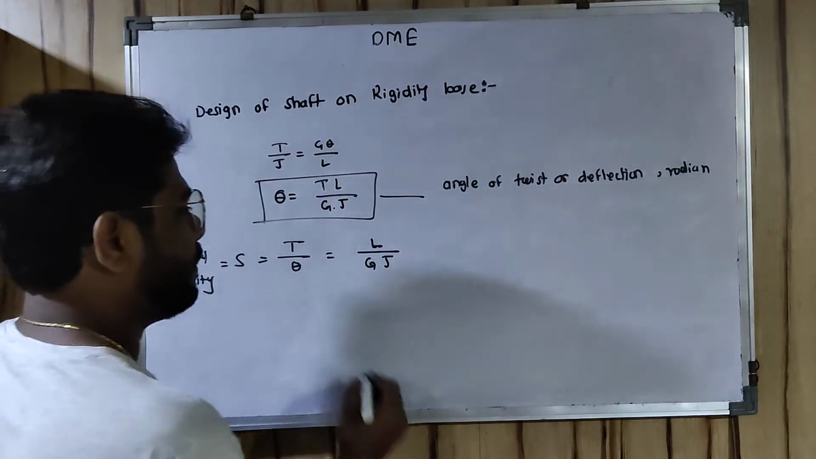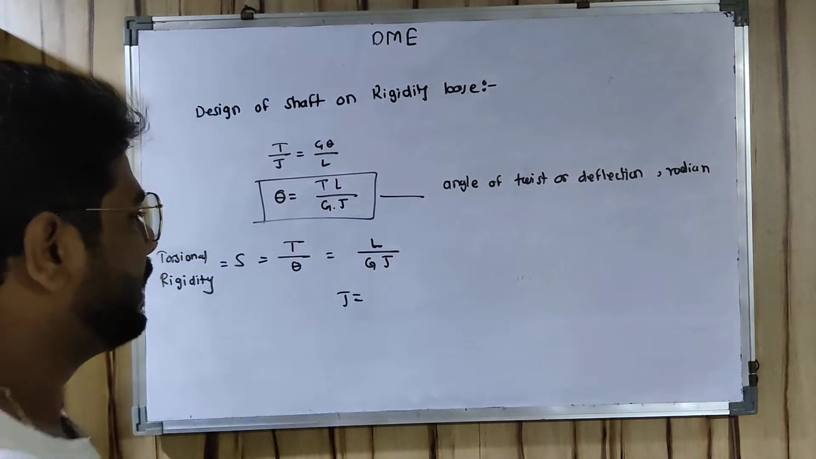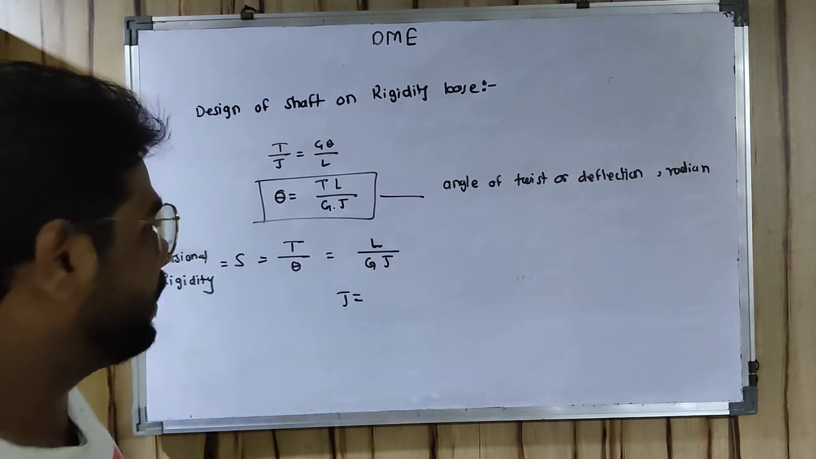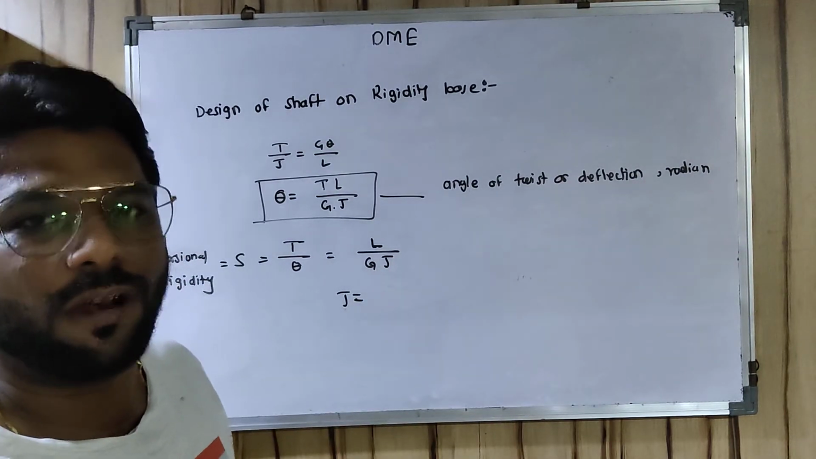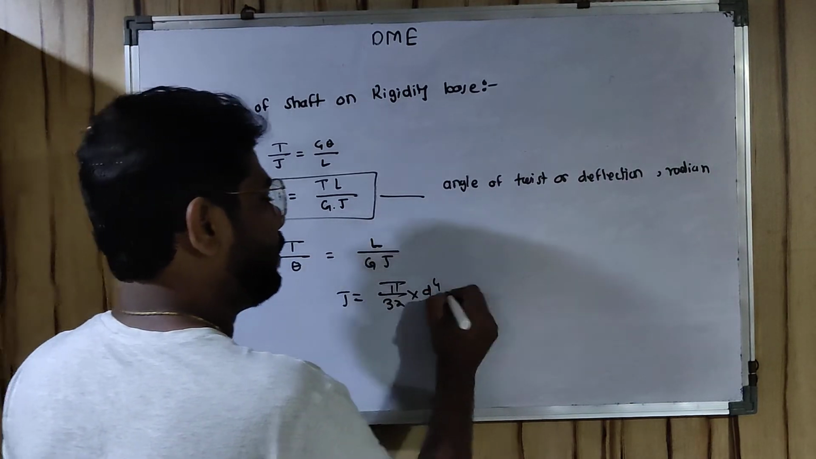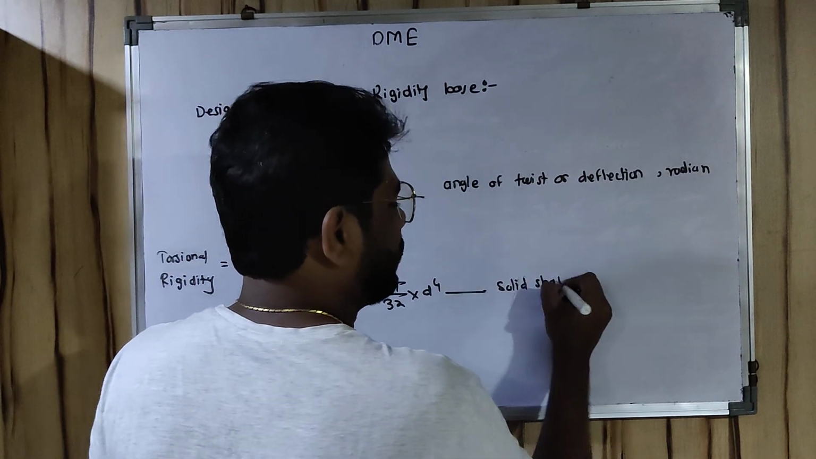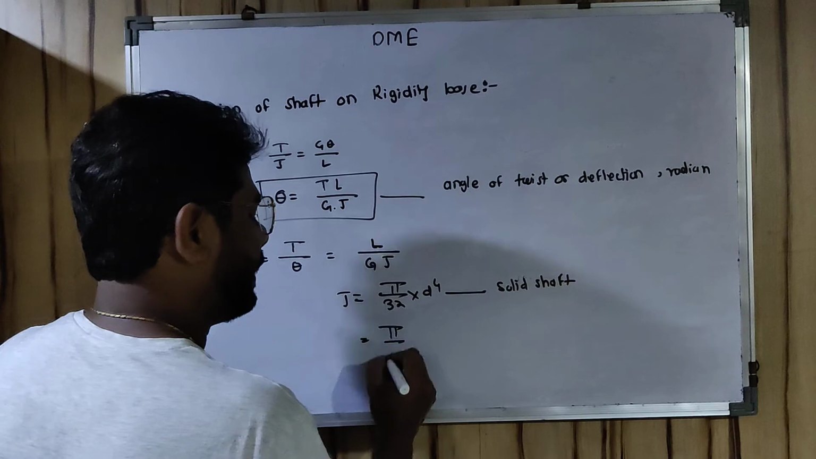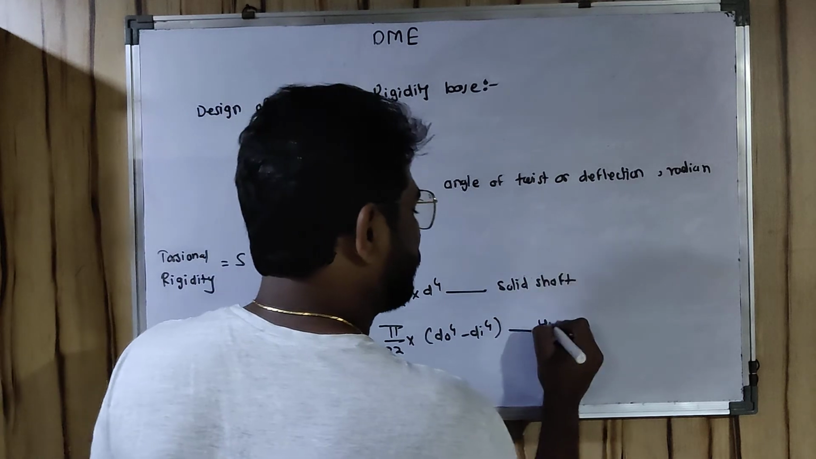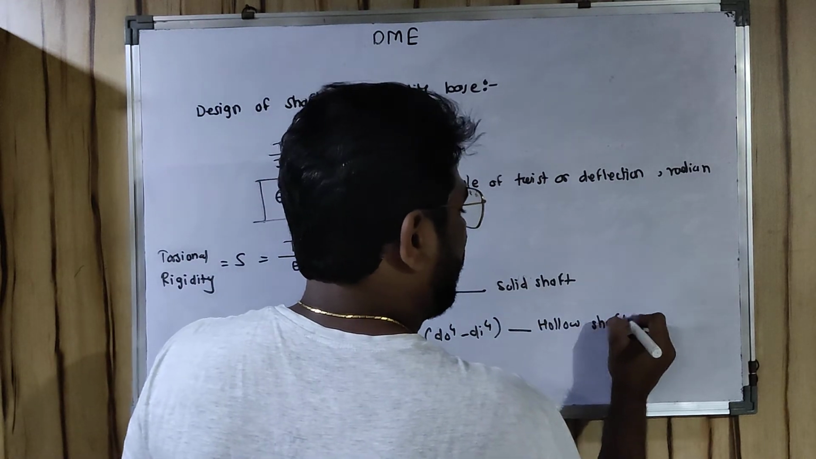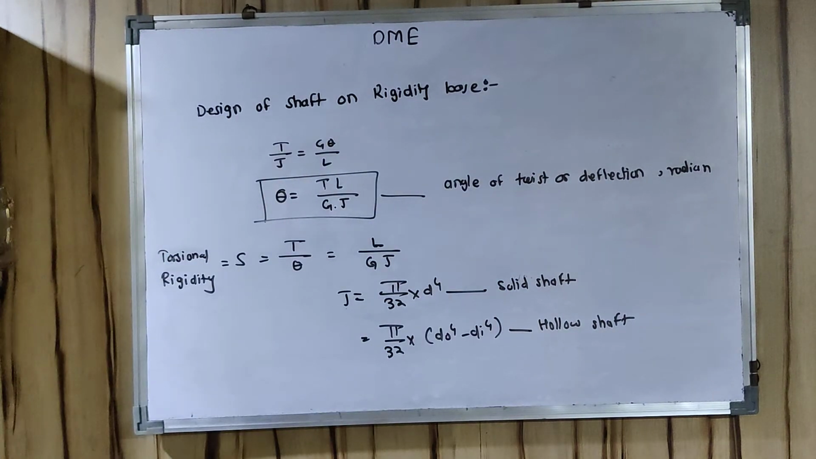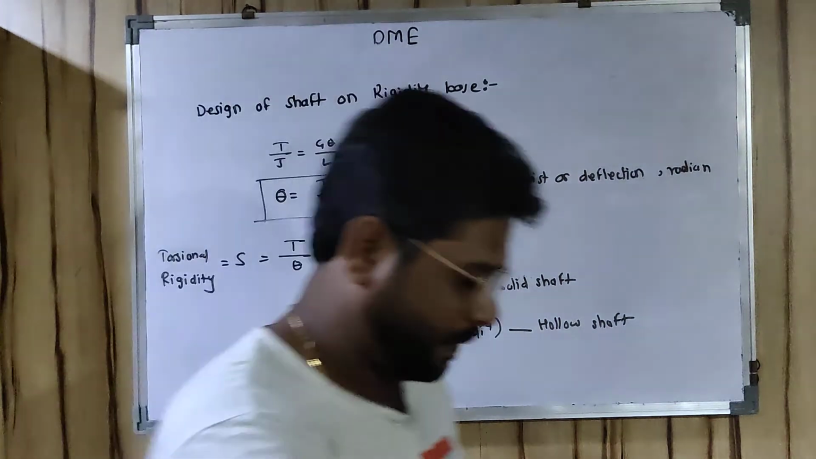Now we already know the difference in the terms. L is the length of shaft, which is common. G is the modulus of rigidity, it is also common. Only J will differ, from solid shaft to hollow shaft. J is pi by 32 into d raised to 4 in case of a solid shaft. And J is pi by 32 into do raised to 4 minus di raised to 4 in case of hollow shaft. And this is nothing but the design of shaft on a rigidity basis. Simple as sweet. Okay guys.